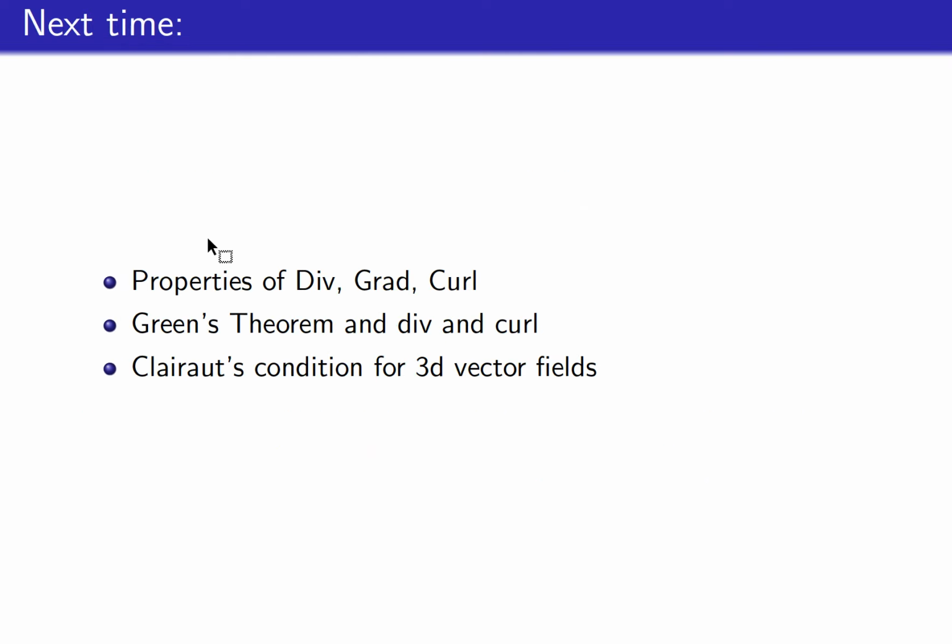Next time, we're going to talk about properties of divergence, gradient, and curl. We're going to talk about Green's theorem for the divergence and the curl. And we're going to talk about Clairaut's condition for 3-dimensional vector fields. So remember, when we were trying to describe whether a vector field is a conservative vector field, there was a lot to be said about it, but all I was dealing with was in 2 dimensions. The 3-dimensional version is more complicated, and that's what we're going to have to also discuss.